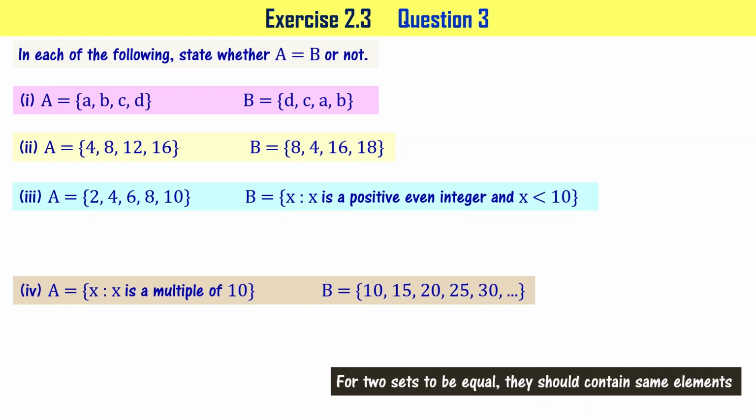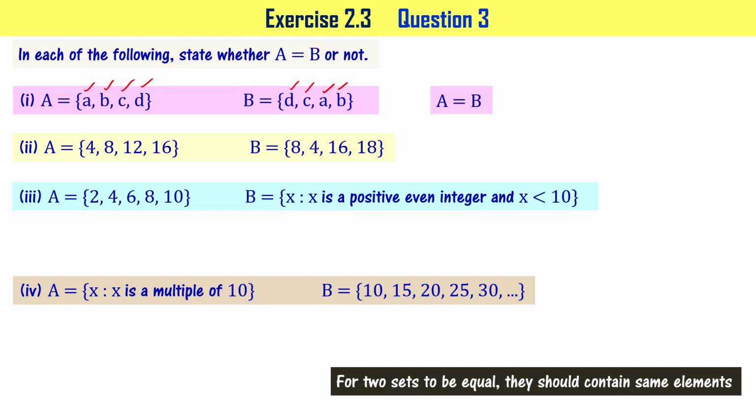Now let's go to the first question. Set A contains elements A, that is there here, B is there, C is there, and D is there. If you observe, both the sets contain the same elements, right? That's why we can say that A is equal to B, right?